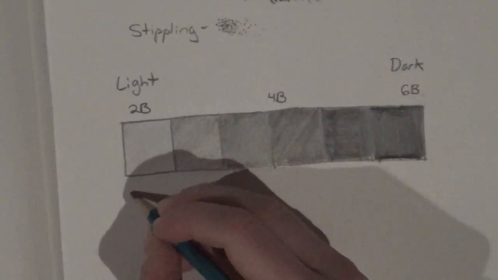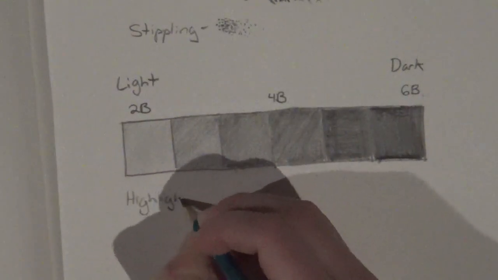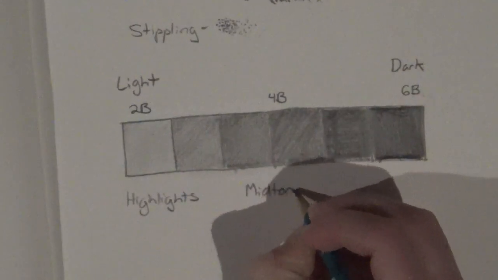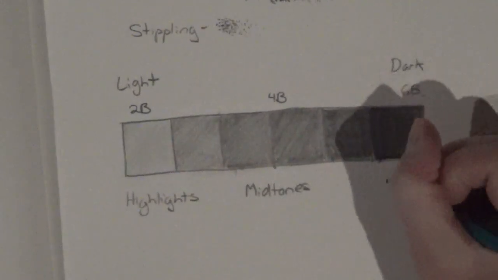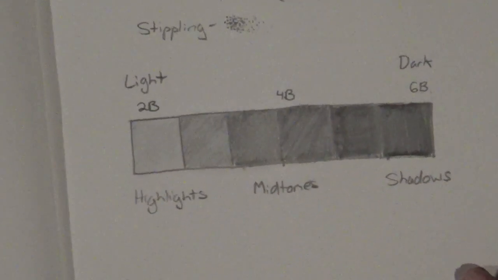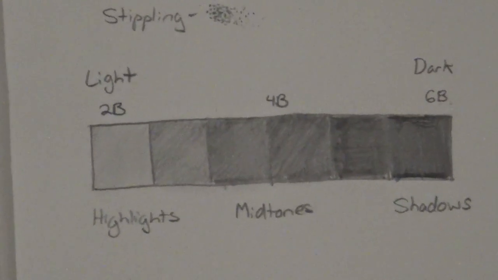So then you want to label this as highlights, midtones, and shadows. Okay, so there is that.